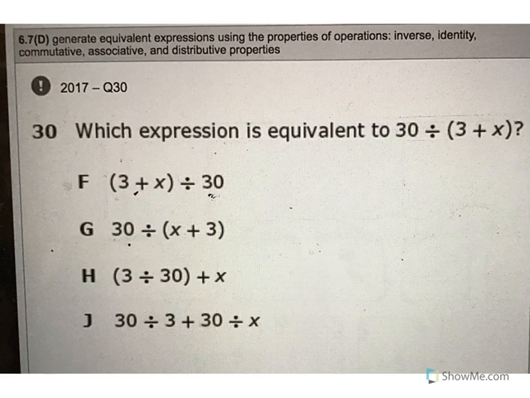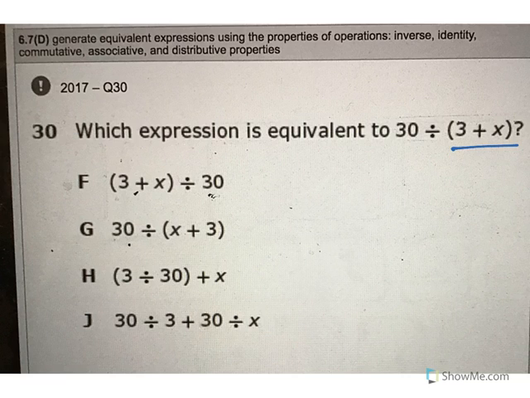Okay. All right, our next problem. Which expression is equivalent to 30 divided by 3 plus x? So we need to do the order of operations. If I were to do this, I'd do 3 plus x, which I can't simplify because they're not like terms. I have a constant and a variable. And then I divide 30 by whatever 3 plus x is.